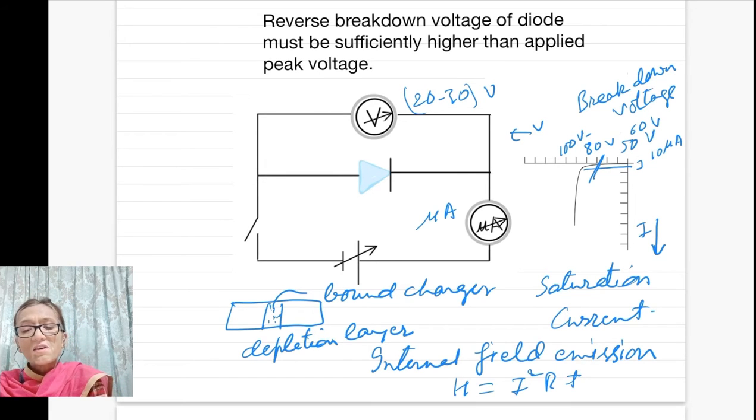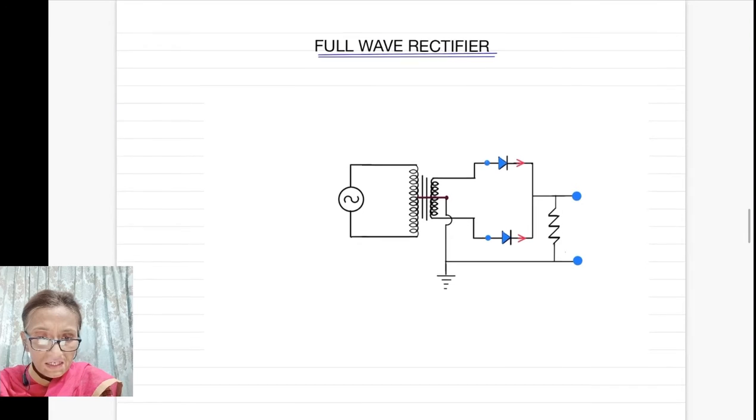So we should not let the applied reverse bias voltage be greater than the breakdown voltage of this diode. A diode has a certain breakdown voltage, and the applied reverse bias voltage must not come near the breakdown voltage of this PN junction diode. So these things we must consider.